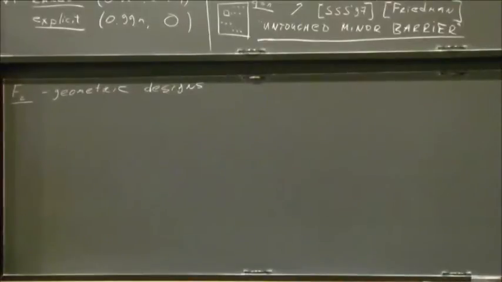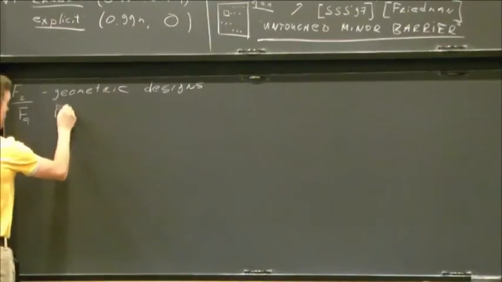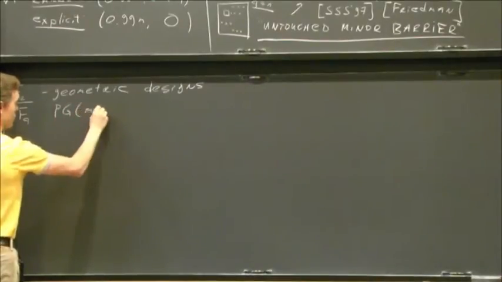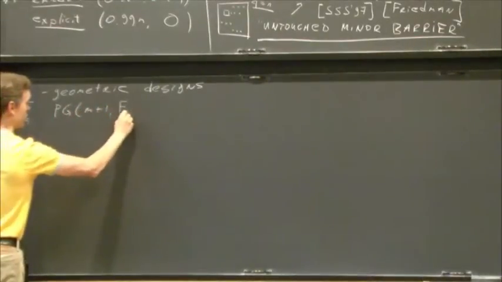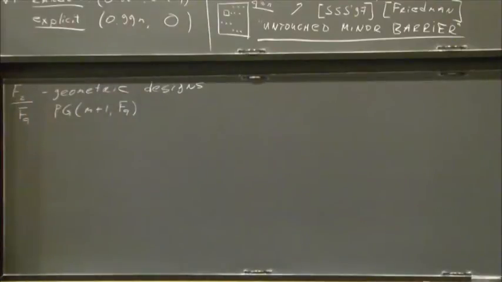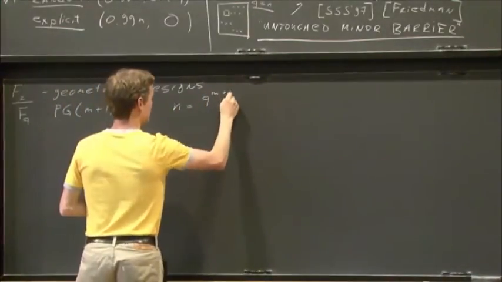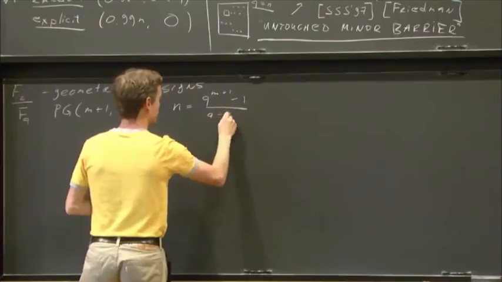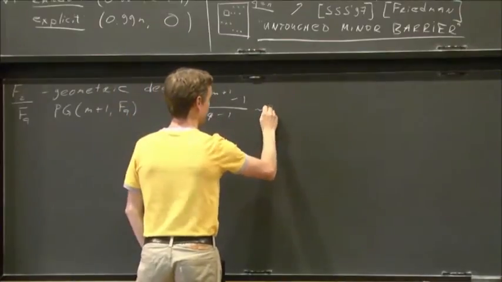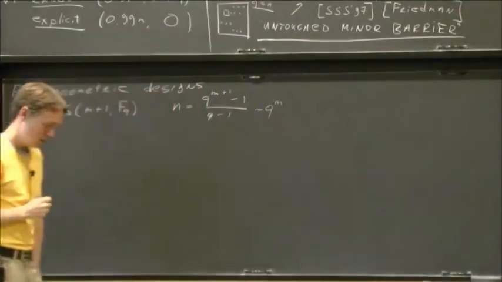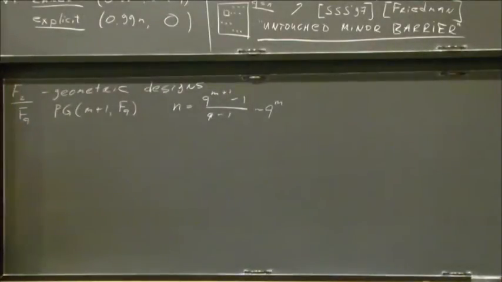So what is geometric design? Okay, let's look at some large finite field F_q, and let's look at m-dimensional projective space over F_q. How many points do we have there? The number of points would be (q^(m+1) - 1)/(q - 1), which is roughly q^m. So that's also the number of hyperplanes.